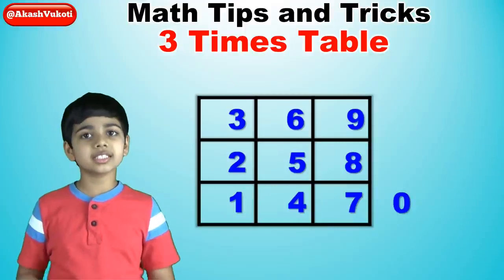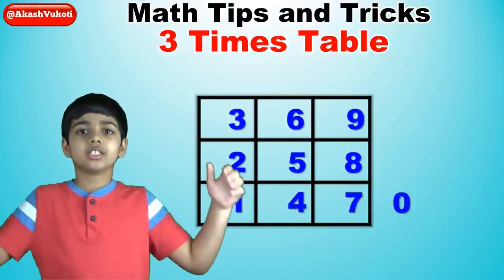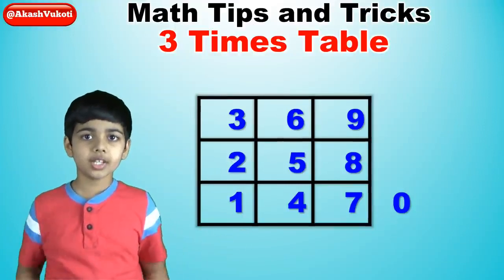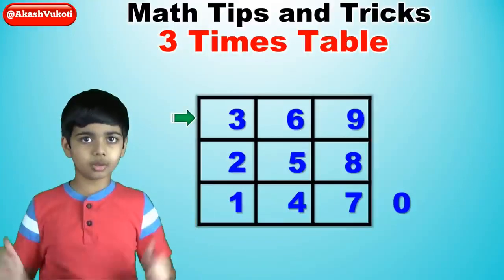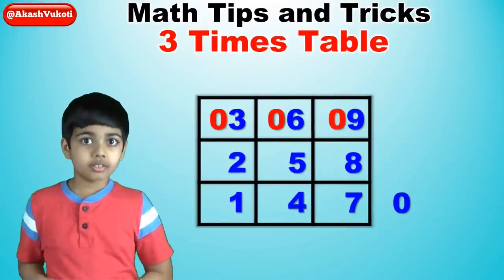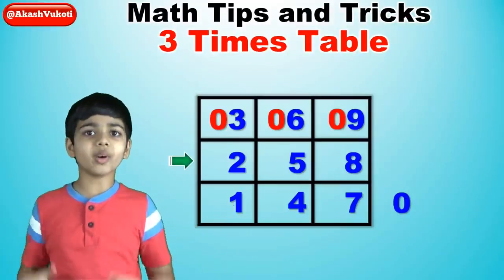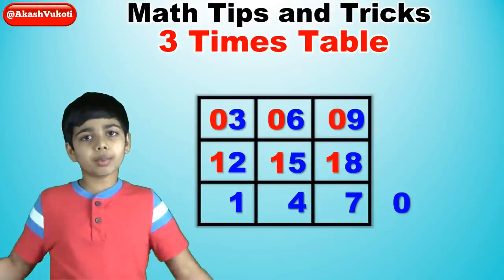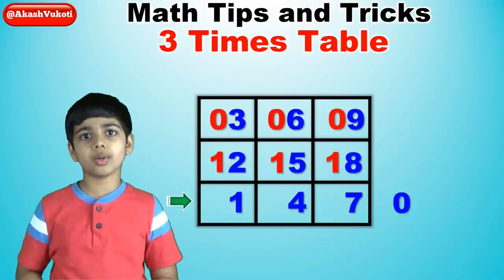Now, for the tens digits, we're going to split this up into 3 sections. Top row, middle row, bottom row. For the tens digits in the top row, we write 0. So 0, 0, 0. For the tens digits in the middle row, we write 1. So 1, 1, 1. And then for the bottom row, tens digits, we're going to write 2.